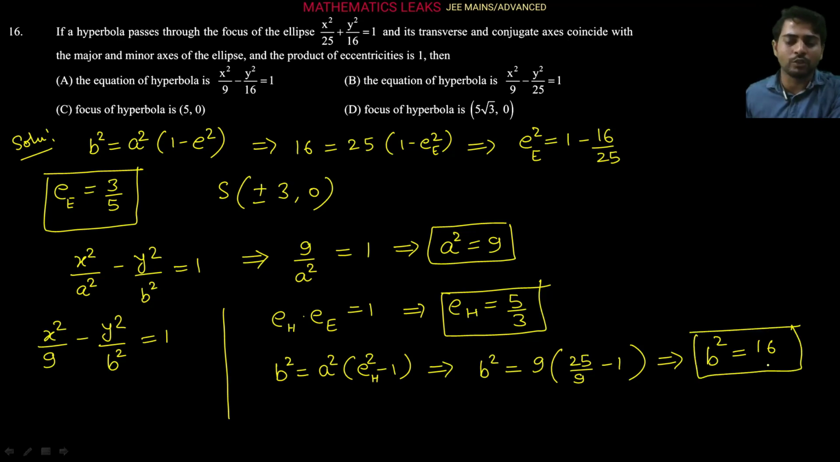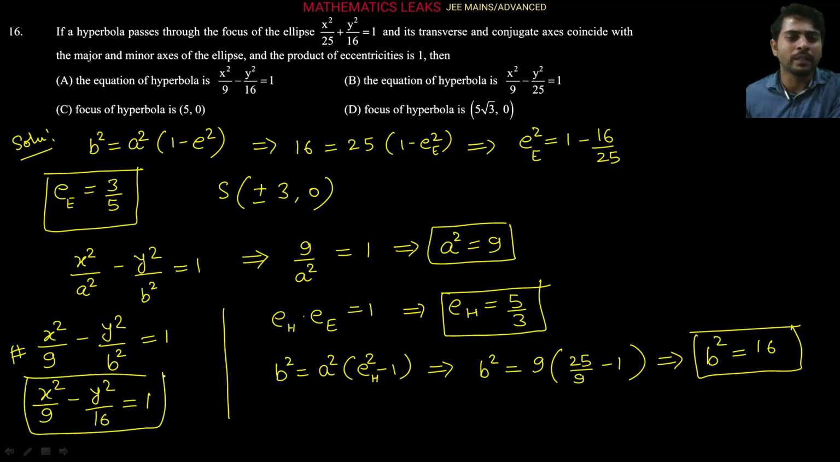So putting this b square equal to 16 in the equation of the hyperbola, our equation of hyperbola will transform to x square by 9 minus y square by 16 is equal to 1. So this is our equation of the hyperbola, right? So from here we can see the first option is absolutely correct. The first option is correct, so the equation of the hyperbola is given by this one. So which is wrong here? B option is wrong, A option is correct.